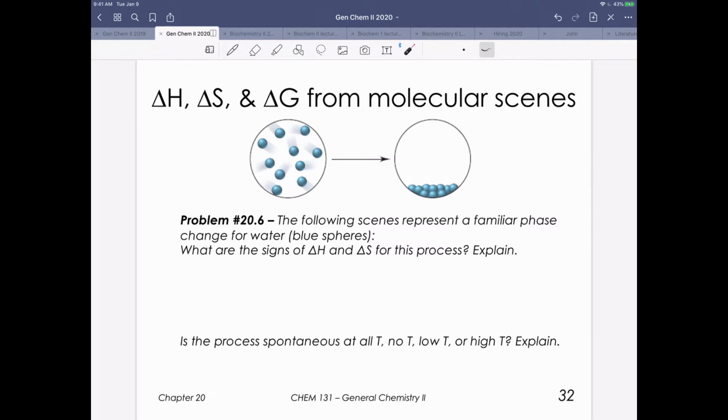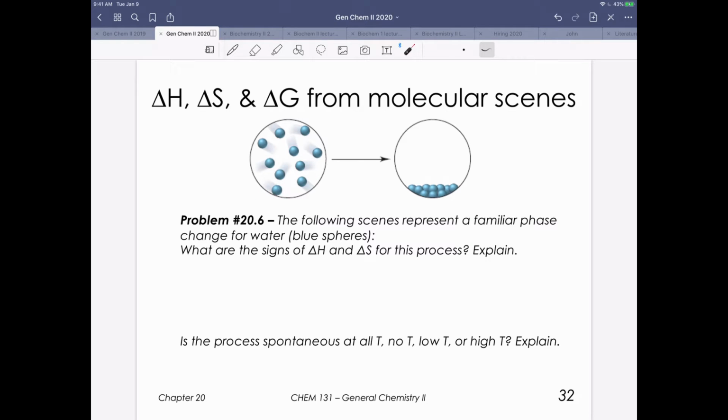All right, so two last problems here to wrap up what we have in this lecture. The first is a molecular scenes problem. I'll set up the problem for you and we'll have you think about it. Again, the following scenes represent a phase change for water. Each of these represents a water molecule.